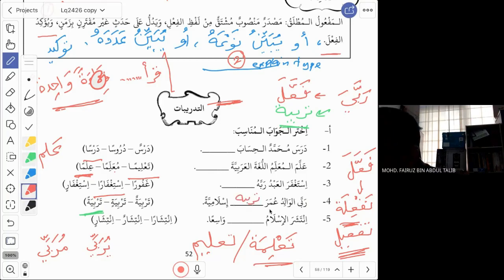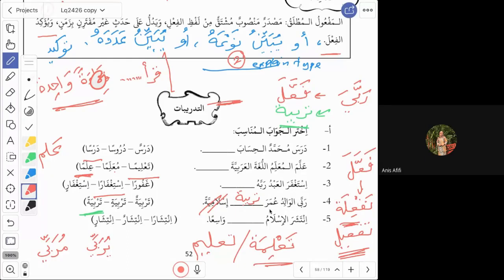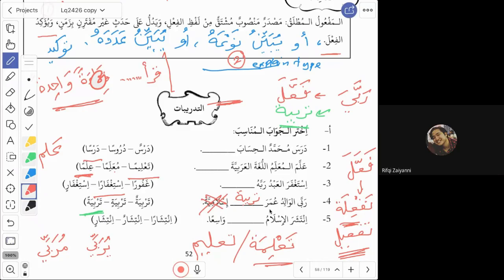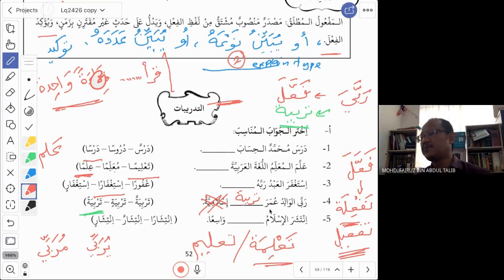Only the word tarbiyah without the word Islamiyah. What is the function? Is it to emphasize or to explain the types? Imagine, without the word Islamiyah, just the word tarbiyah. To emphasize, just the verb. Yes, if it is to emphasize the action, yes. If you just say Rabbal walidu umara tarbiyatan, so that is to emphasize.